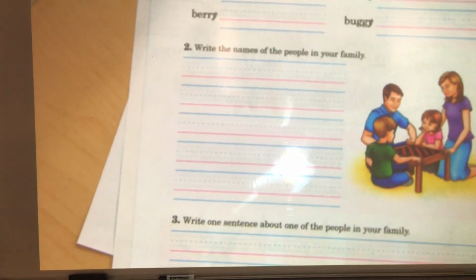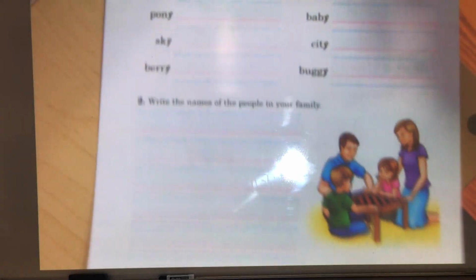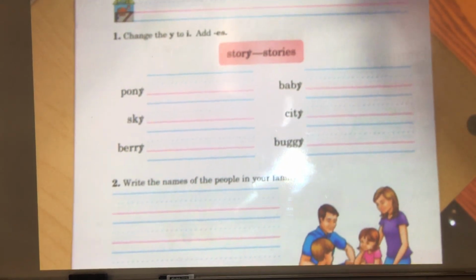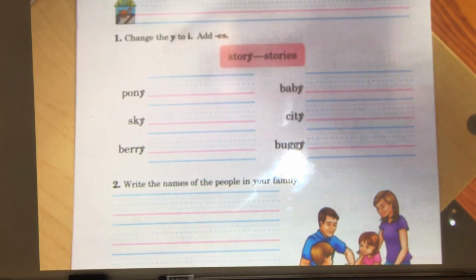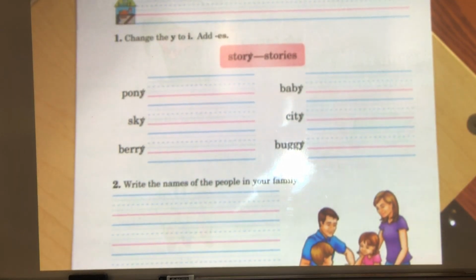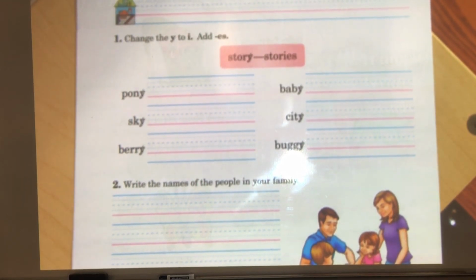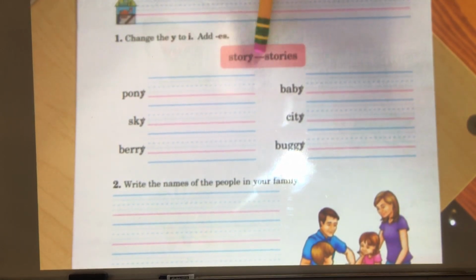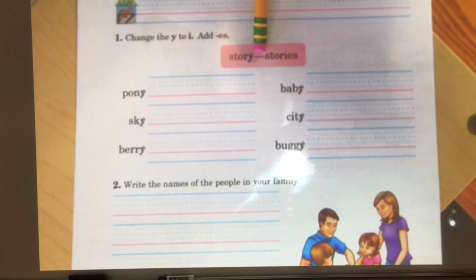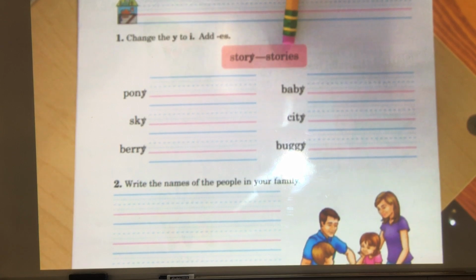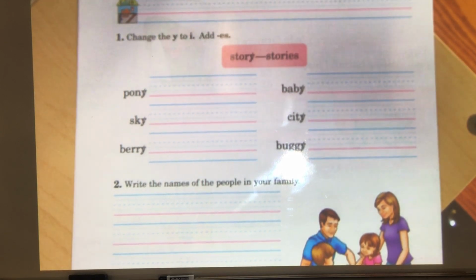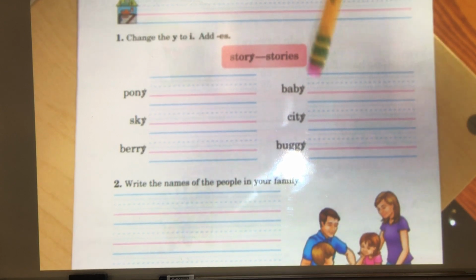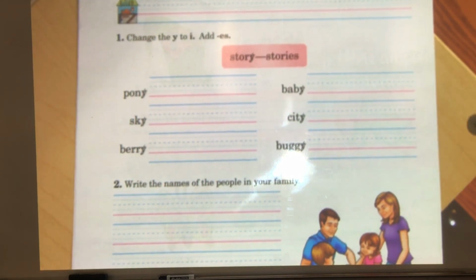Let's take a look at our next page, our language page, page 145. All right, boys and girls, make sure you have your name on your paper. Section 1 says change the Y to I and add ES. Let's take a look at this box. Our root word was story. The Y was crossed out and changed into an I. Our new word is stories. You will do the same for the rest of the words. Change the Y into an I and add ES.